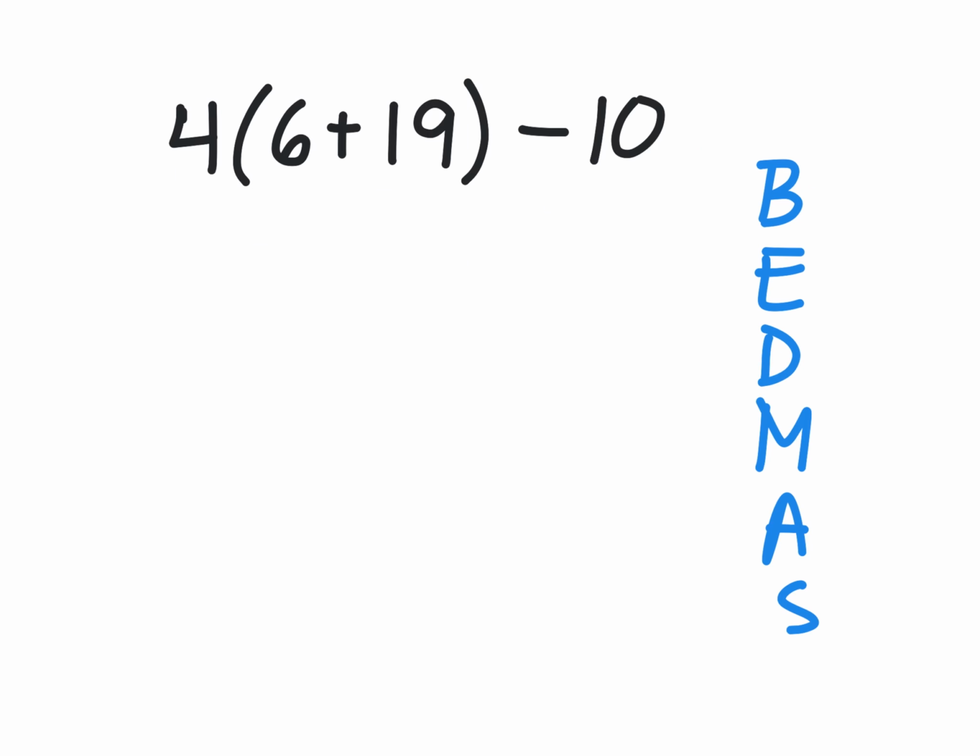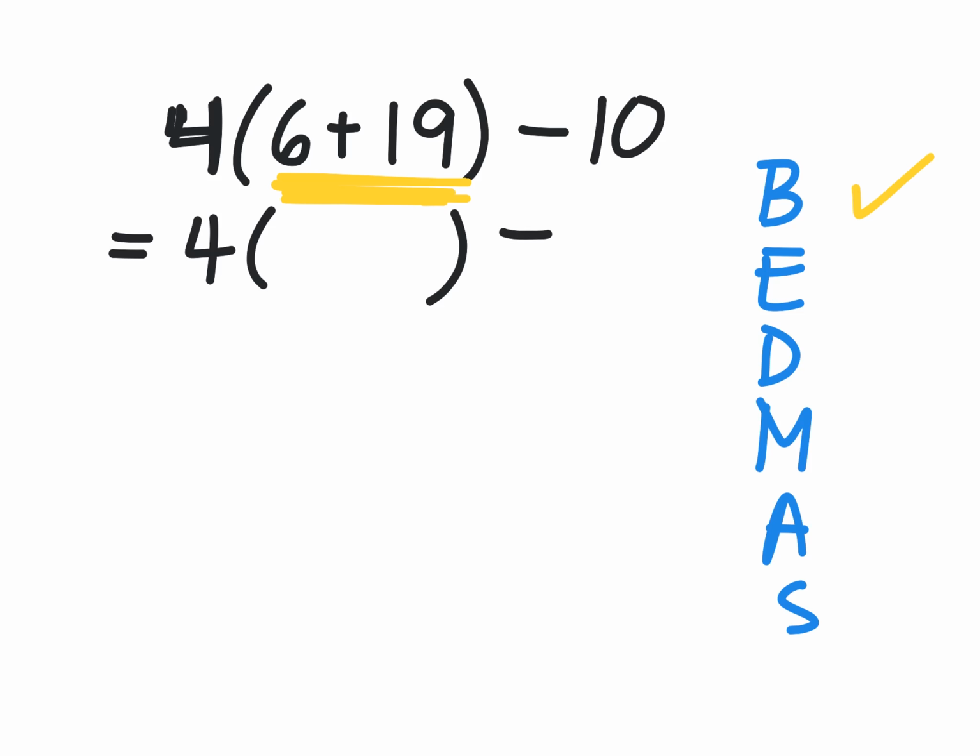The question says, 4 bracket 6 plus 19, close bracket, take away 10. So we need to go through our list of BEDMAS. We're going to go through number 1, the first one here. Do you see a bracket in the question? Yes. So automatically, we have to calculate whatever's inside the bracket first. So we're going to write on the next line 4, and we are going to calculate what is inside this bracket. We're not doing anything with the 4 yet, and we're not doing anything with the take away 10 yet.